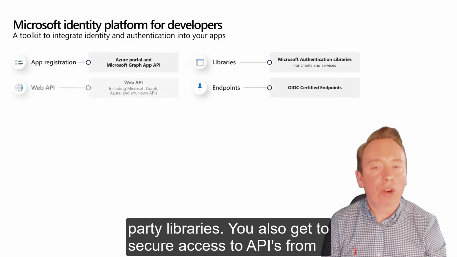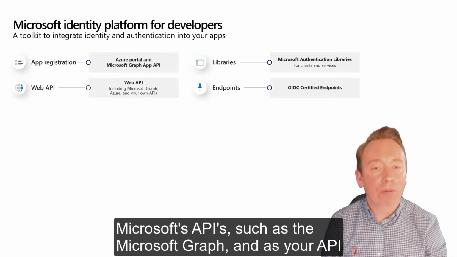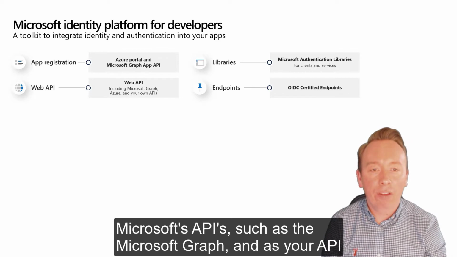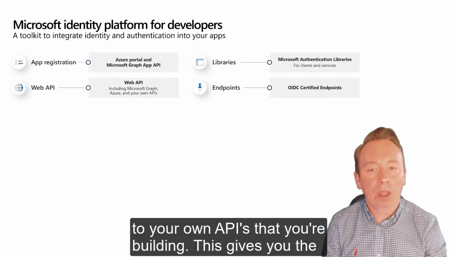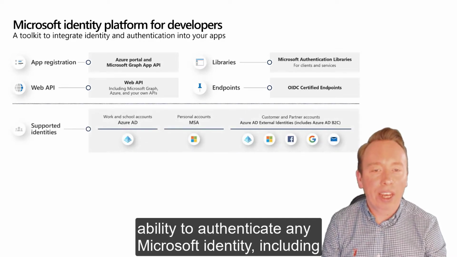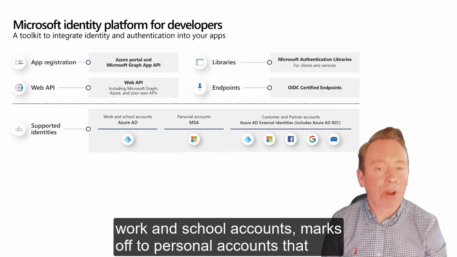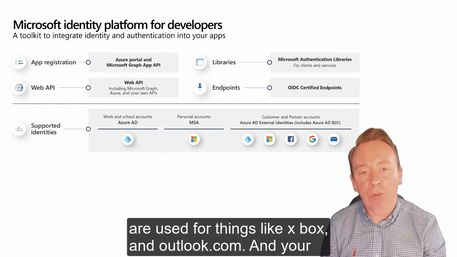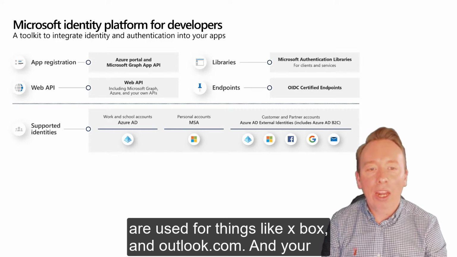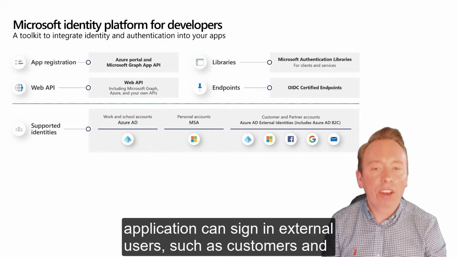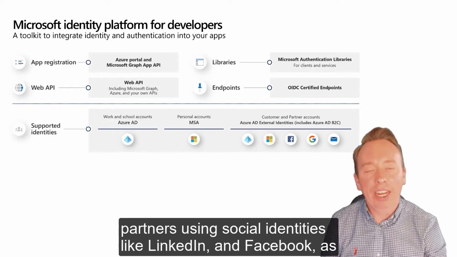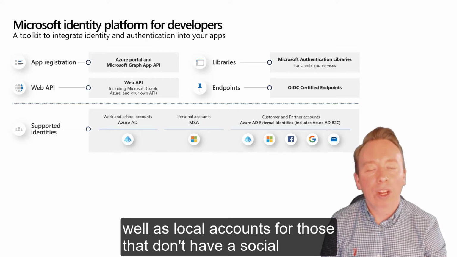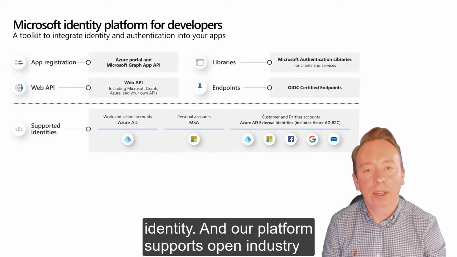You also get to secure access to APIs, from Microsoft's APIs such as the Microsoft Graph and Azure API to your own APIs that you're building. This gives you the ability to authenticate any Microsoft identity, including work and school accounts, Microsoft personal accounts that are used for things like Xbox and Outlook.com, and your application can sign in external users such as customers and partners using social identities like LinkedIn and Facebook, as well as local accounts for those that don't have a social identity.